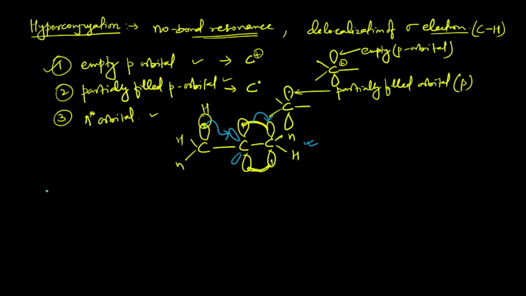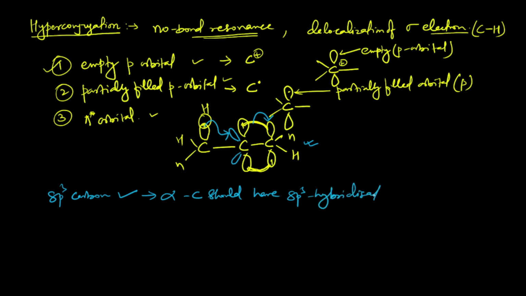So it is like this: for hyperconjugation, wherever the unsaturation is available, near to that or next to that, an sp3 carbon should be available. Or we can say that the alpha carbon should have sp3 hybridization, correct? We can write like this.